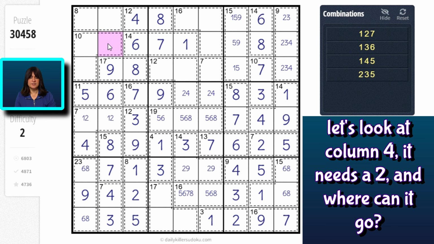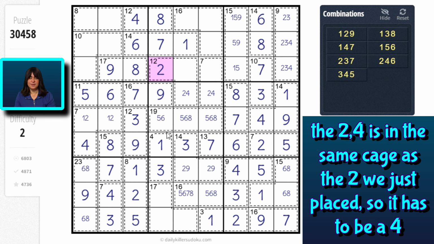And column 4 needs a 2. We can't have a 2 in these cells because of the 2's here in rows 8 and 9. And this is already a 5, 6. So the only place a 2 can go in column 4 is here. And now that resolves this 2, 4 here, since you can't repeat digits in a cage. And this is a 3-cell cage, so it has to be the 4, and then this is a 2.